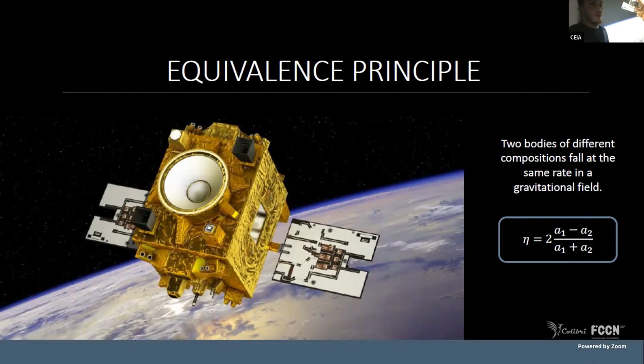So why is this useful for us? We're talking about alpha. Actually, it happens that when you have a theory that has variation of the fine structure constant, alpha, you actually get for free a violation of the equivalence principle.